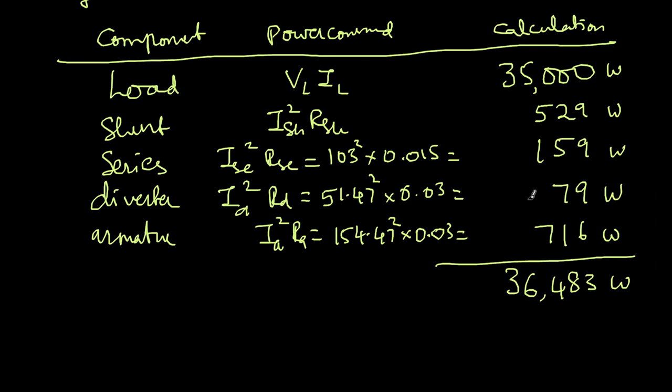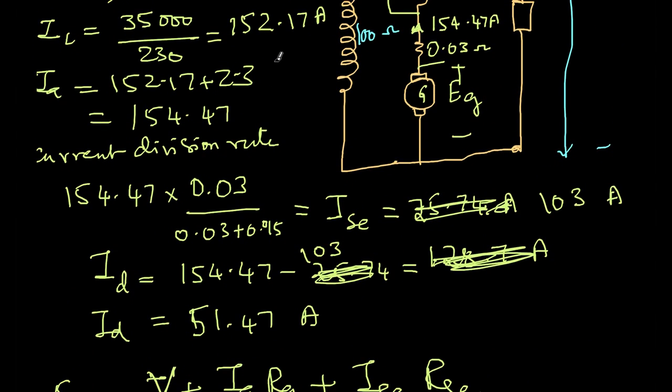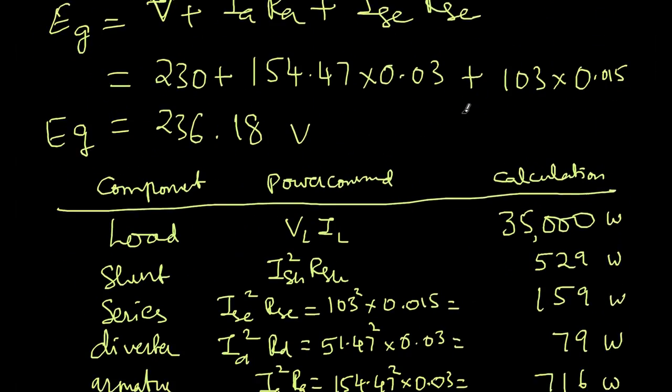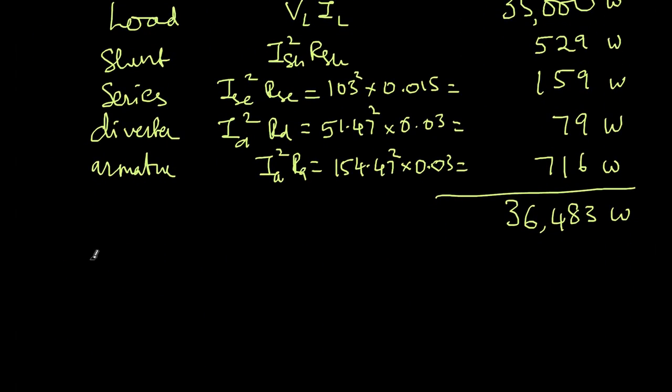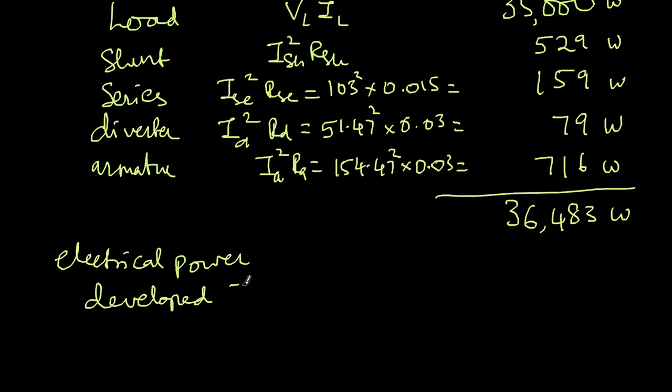So this is the total power. Now, what is the source of all this power? The source of all this power is nothing but this EMF generated that is here. So if I multiply Eg into Ia, that is the total electrical power developed. Out of that, if I remove all these losses, then whatever finally goes to the output is the 35,000 watts.